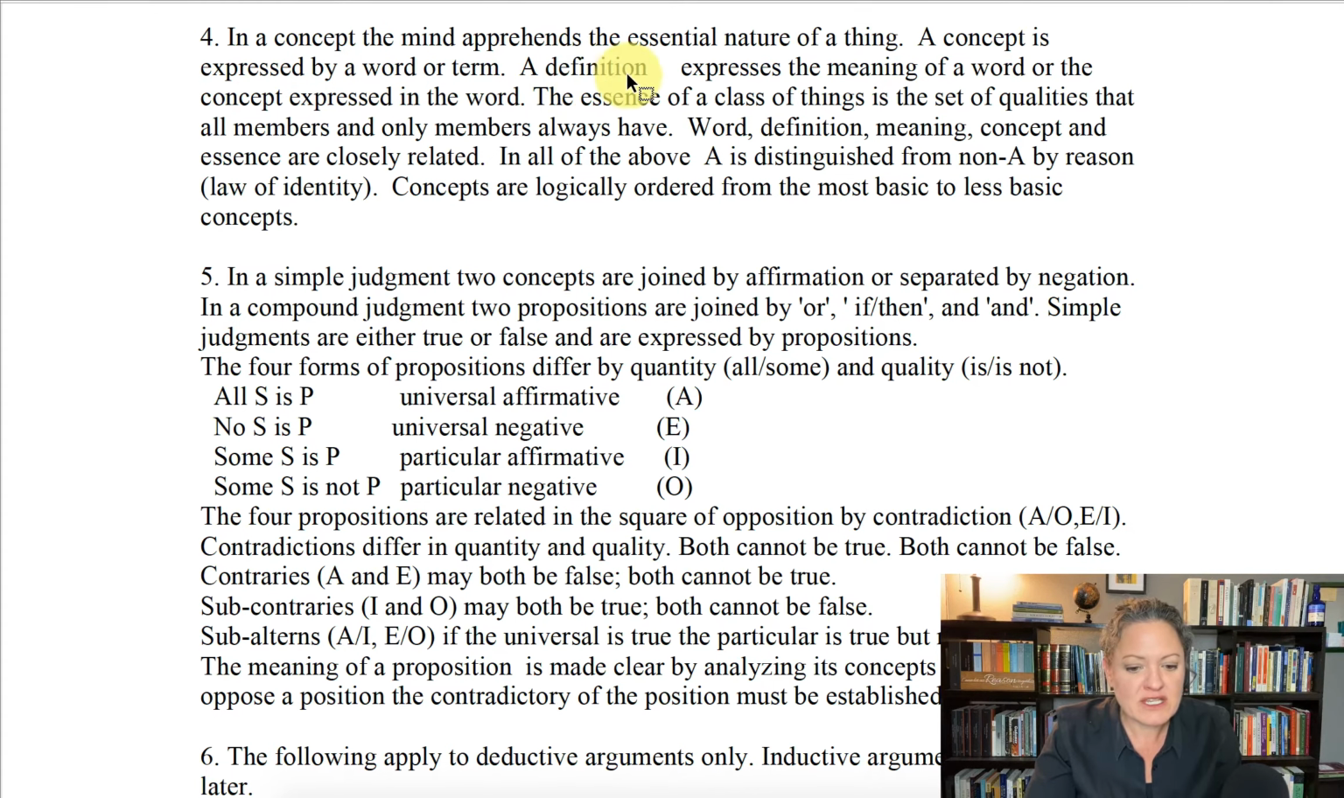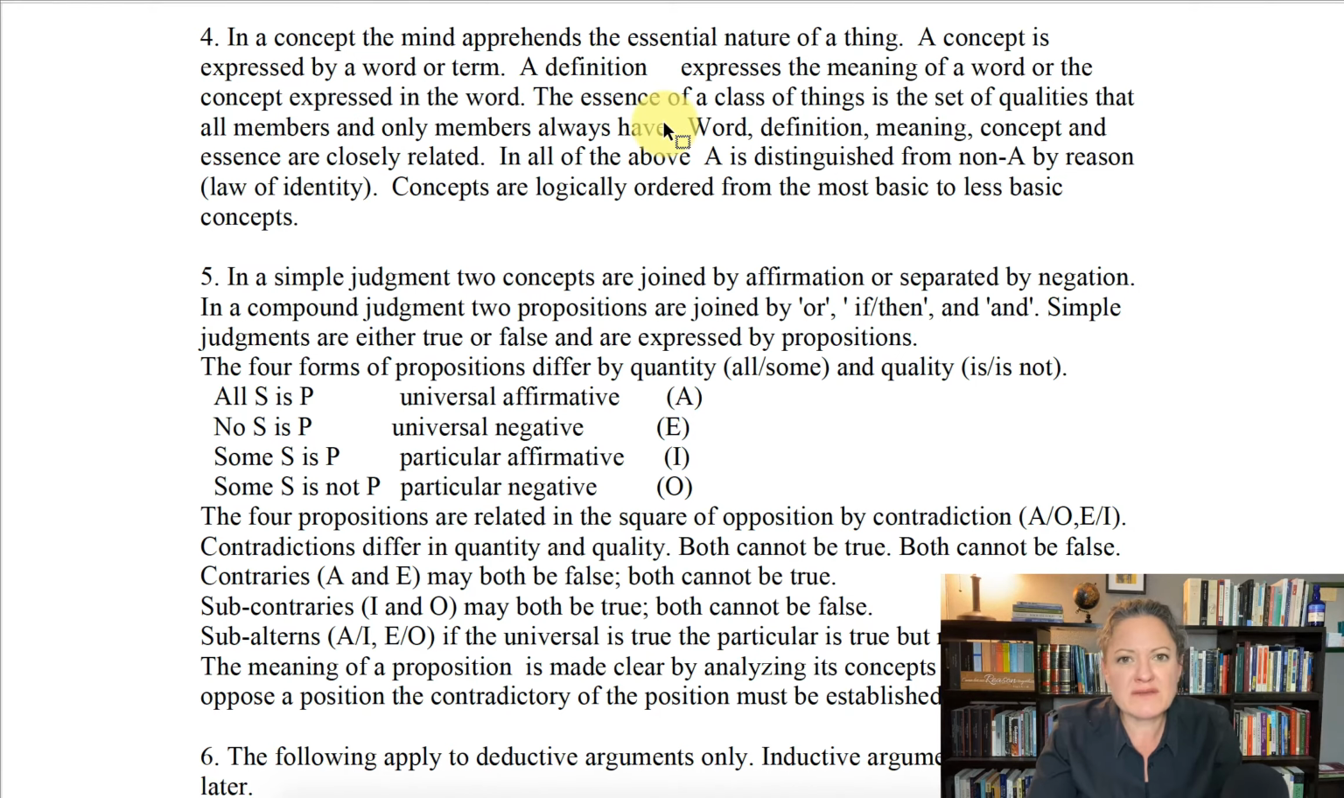A definition expresses the meaning of a word or the concept expressed in the word. So we define the things. We define what a being is with words. A definition expresses the meaning of a word or the concept expressed in the word. The essence of a class of things is the set of qualities that all members and only members always have.